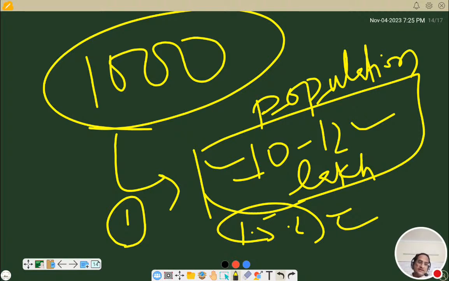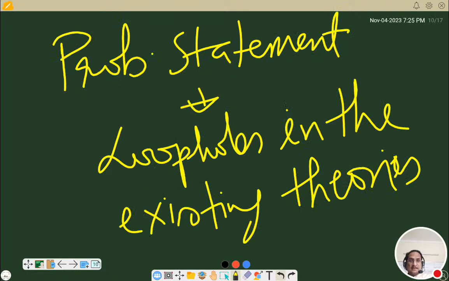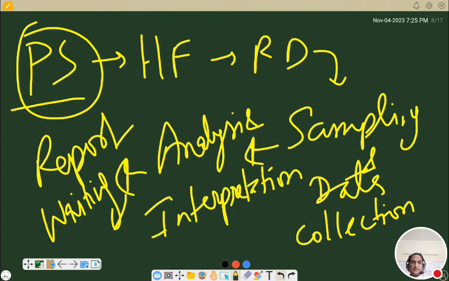Sampling method, analysis of data, interpretation of data, that is the statistical method. Which statistical method will be used is also defined by research design. So research design defines each and everything. Not only this, as we proceed further, you realize that from problem statement and hypothesis formulation, when we reach research design, the research design actually influences this as well.